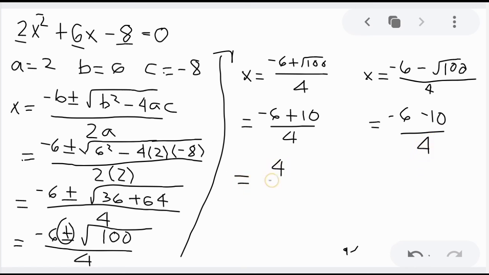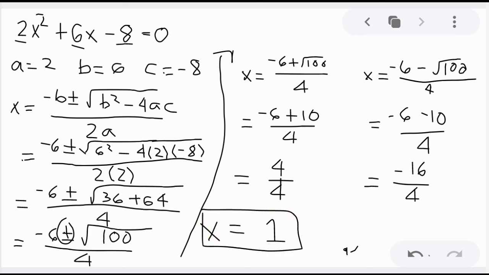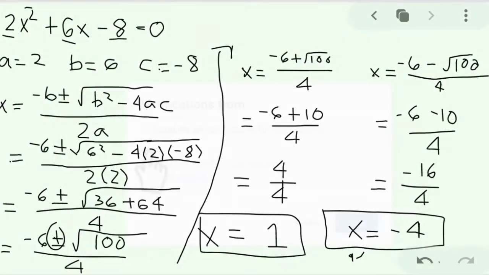Let's simplify. We have 4 over 4, and on the other side, negative 16 over 4. Then, simplify: 4 divided by 4 is equal to 1. Therefore, x is equal to 1. And on the other side, x is equal to negative 16 over 4, which is negative 4. So that's how the quadratic formula works.